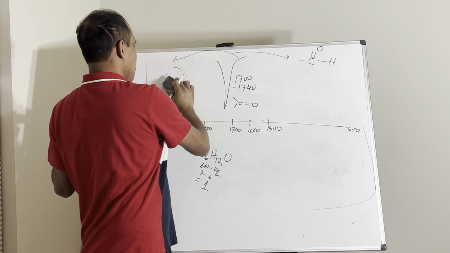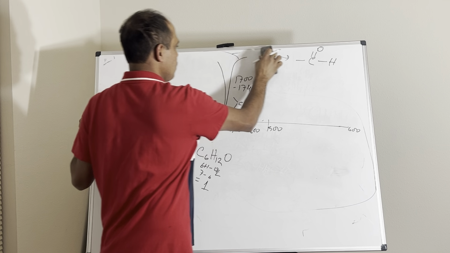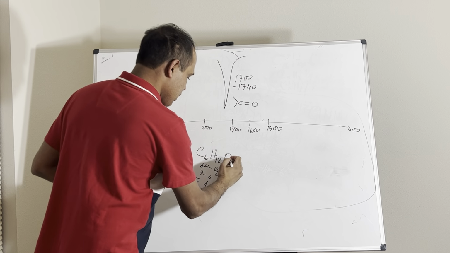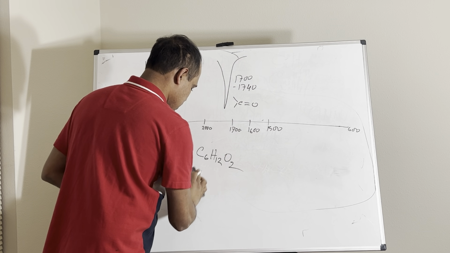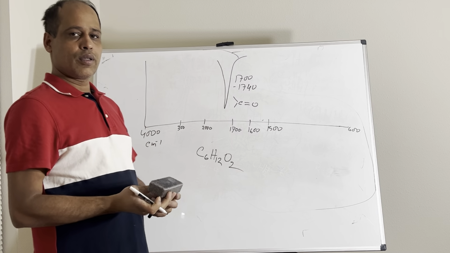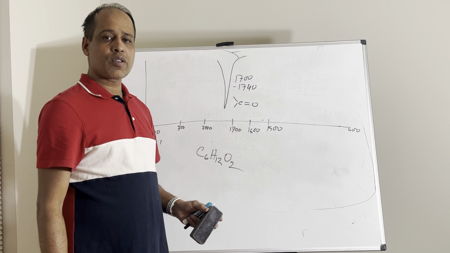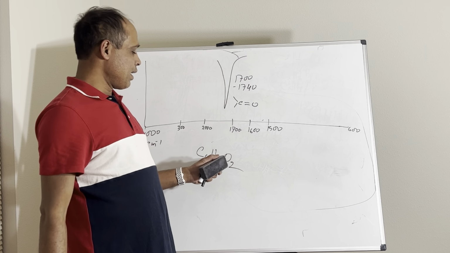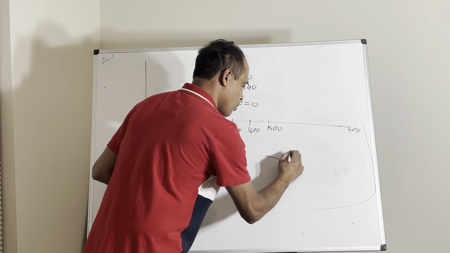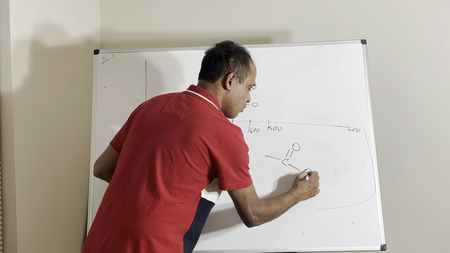Okay, now let's see another molecule. If you have two oxygens in your molecule, whenever you have two oxygens, first look for a carboxylic acid. What does a carboxylic acid look like? C double bond OH.